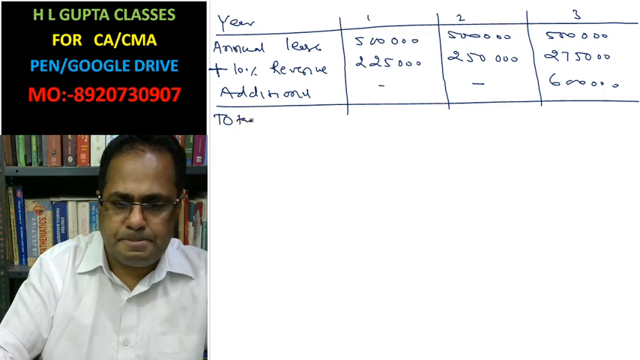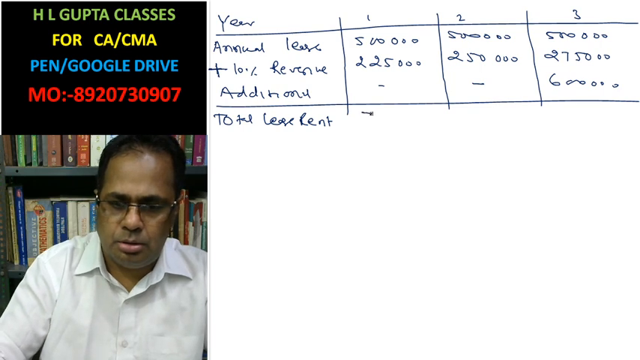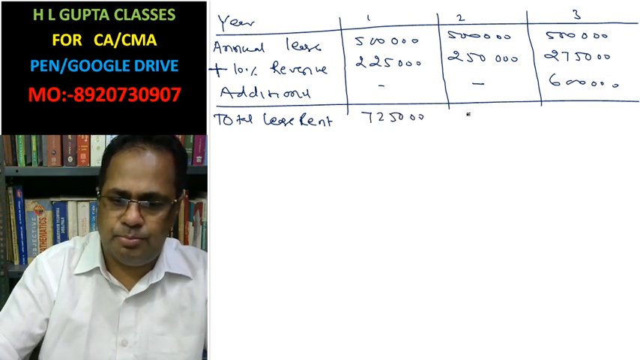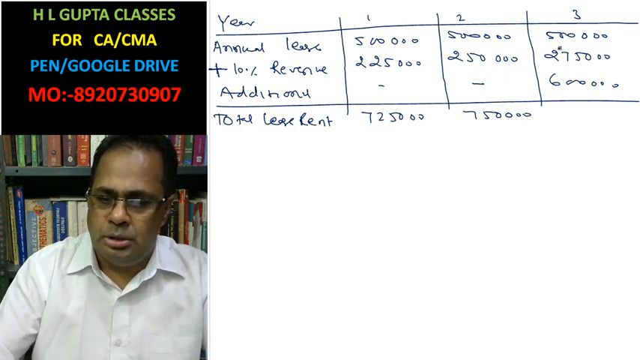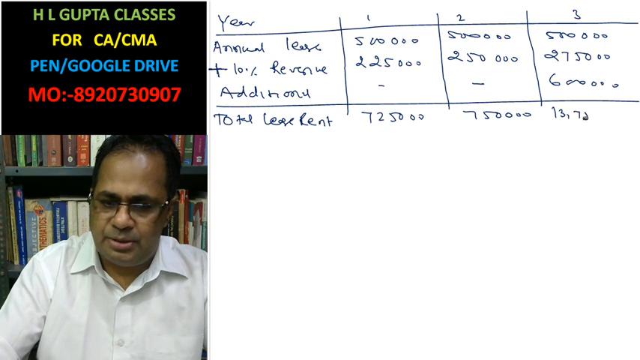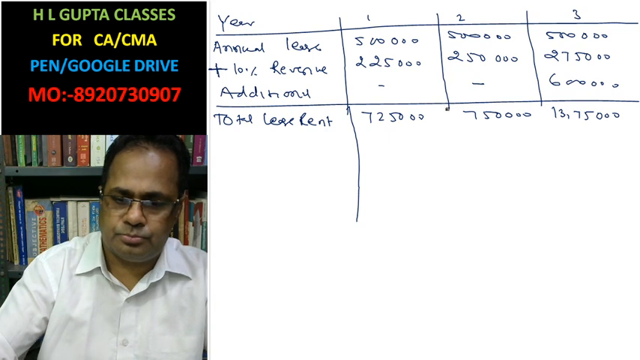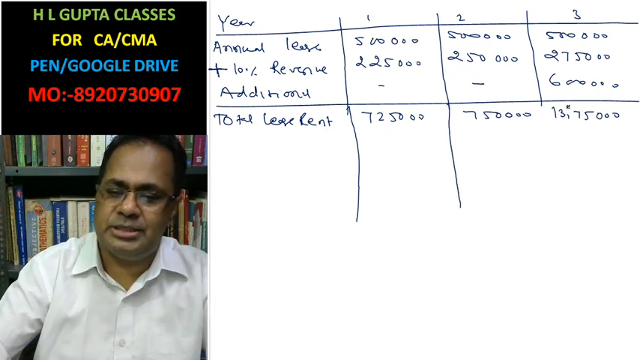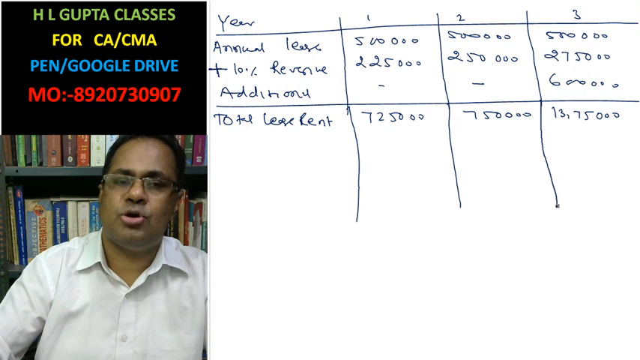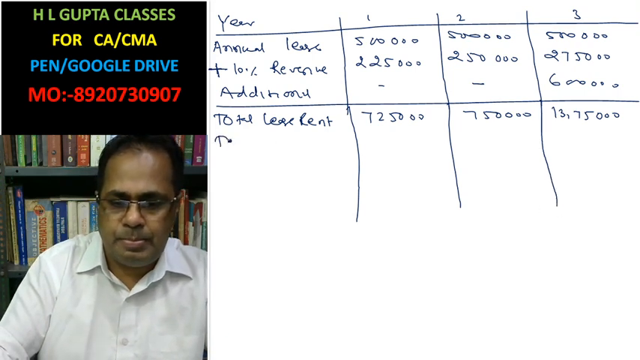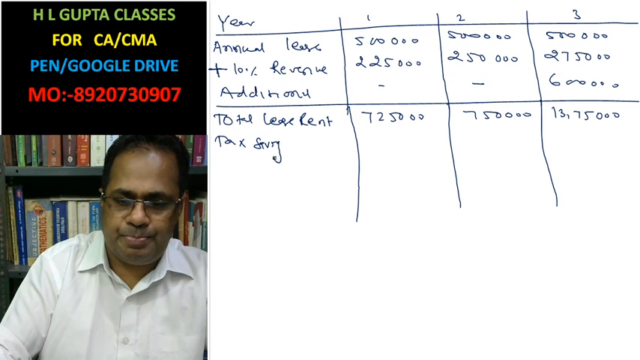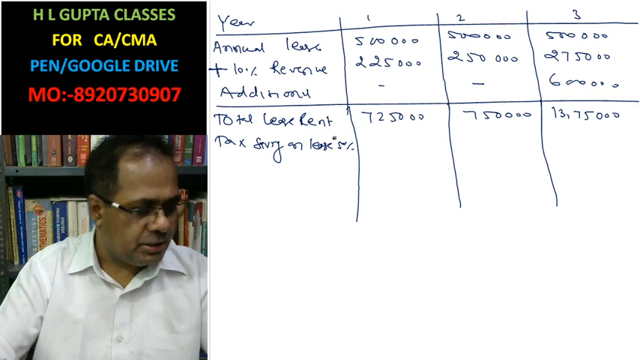Total lease rent 7,25,000, 7,50,000, 13,75,000. This is the annual lease rent. Lease rent is the operating expenditure. Lease is the operating expense. That's why tax saving on lease equals 50%.